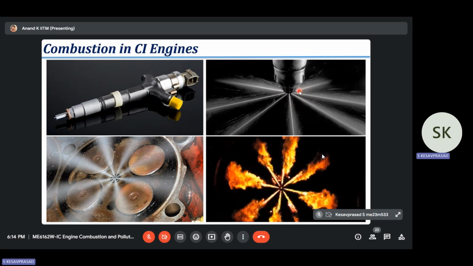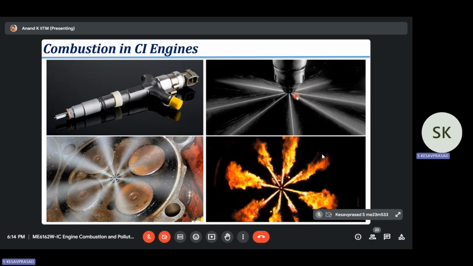Sir, just a quick query: what is the orifice diameter generally? It will be in microns, a few microns. A micron is 10⁻⁶ meter. Okay, sir. Thank you, sir.